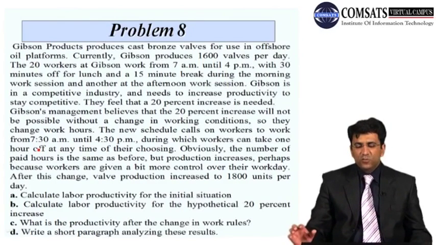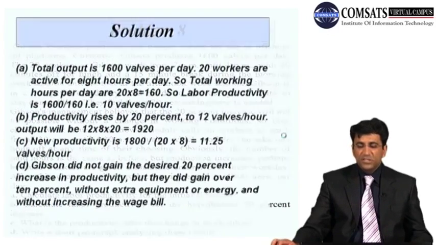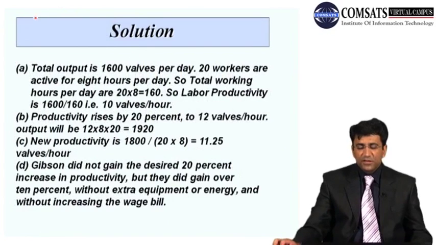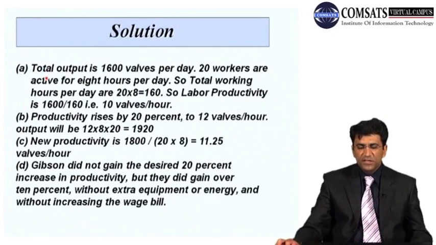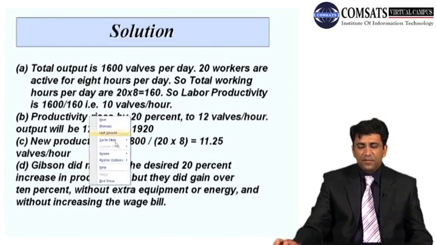Now by changing these rules, the production level increased to 1800 units per day, which was initially 1600 units or valves per day. So first we'll have to calculate the labor productivity for the initial situation, that is output over input. Before these rules, the output was 1600, divided by the input: 20 workers worked for 8 hours, so 8 multiplied by 20 is equal to 160. So this is 10 valves per hour.